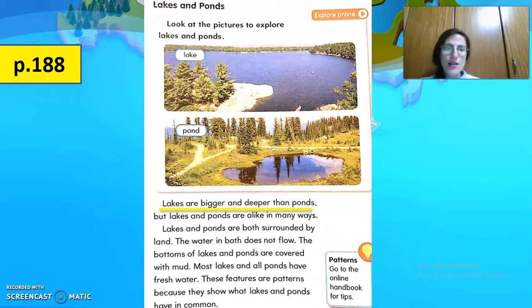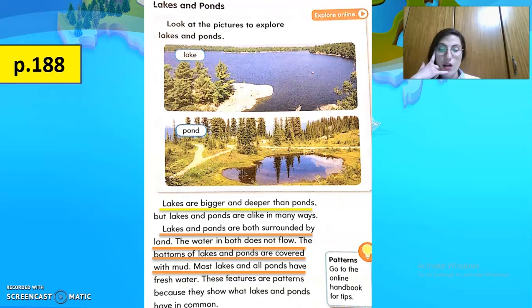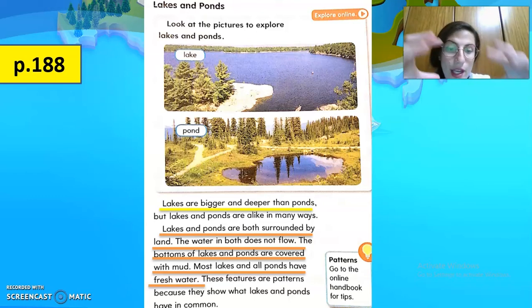But lakes and ponds are alike in many ways. Let's check how they are alike. Lakes and ponds, first of all, are both surrounded by land, and the water in both does not flow, and the bottom of lakes and ponds are covered with mud. And most lakes and all ponds have fresh water. These features are patterns because they show what lakes and ponds have in common. So when we say what ponds and lakes have in common, it means how are they the same? Okay? Clear so far?